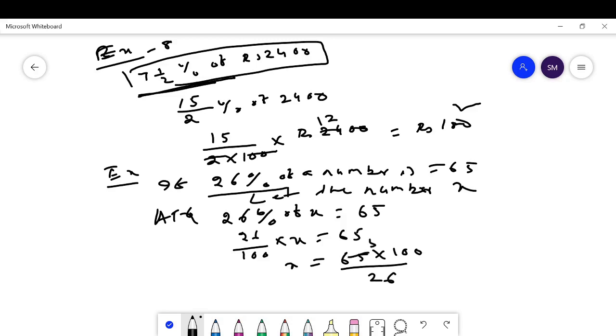Then 13 fives are 65, 13 twos are 26, 2 cancels, 50. This is 250. The number is 250. 26% of 250 is 65.